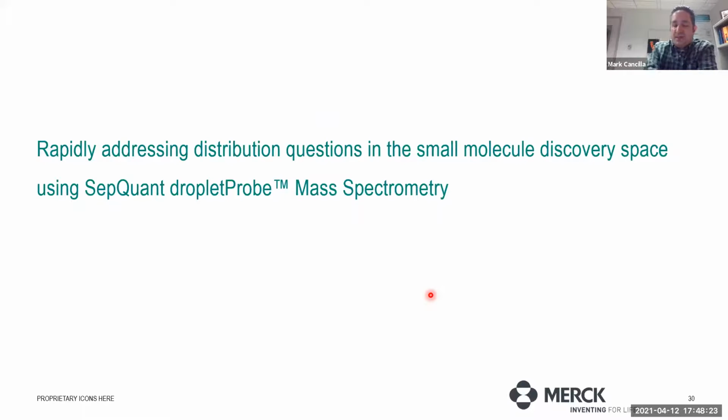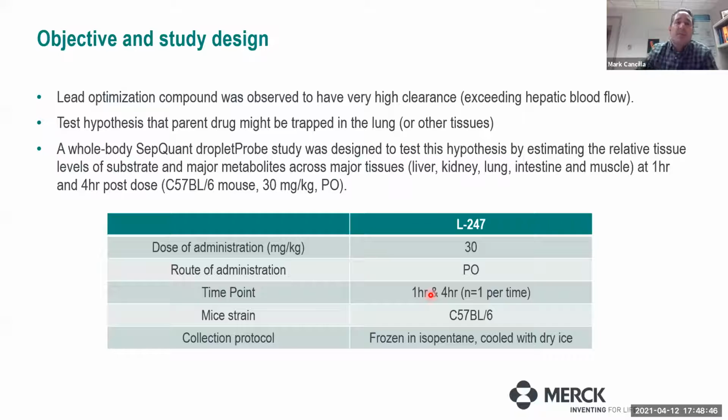So you may ask yourself, well, you said this was about rapidly getting data back to teams, and if you have any experience with QWBA, it's not that fast. It takes weeks to sometimes months to get all that data back. So I want to give an example. We're rapidly addressing distribution questions in the small molecule discovery space, again, using the SetQuant droplet probe. The team approached us with a lead optimization compound that had really high clearance, exceeding hepatic blood flow, and they wanted to know what was going on.